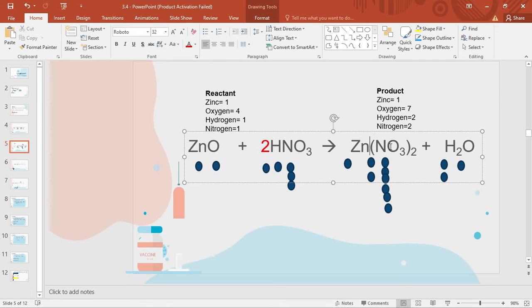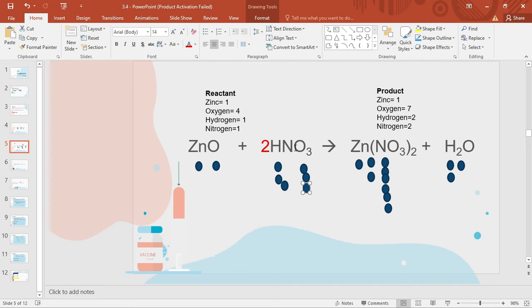At Zn(NO3)2? Nothing. At H2O? Same, nothing. Okay, we check. 2H. Oxygen is 3, so 3 times 2, 6. At nitrogen times 2, we got 2.